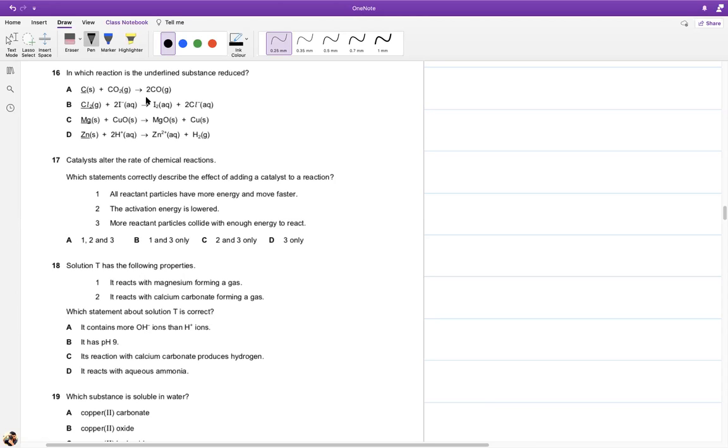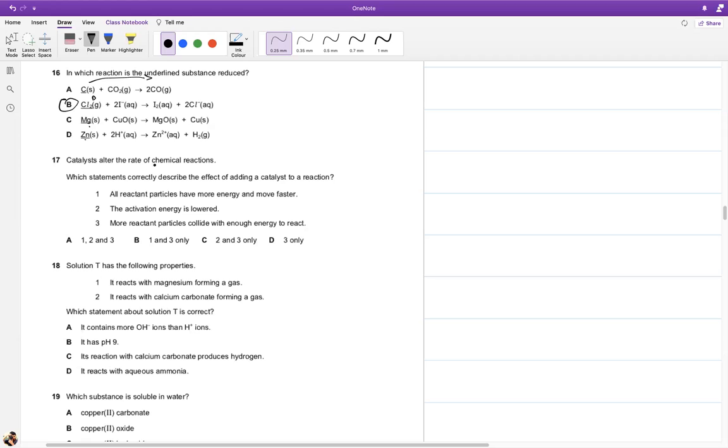Next, in which reaction is the underlined substance reduced? Okay, so what is being reduced? Let's see. Zinc is oxidized, magnesium is oxidized, chlorine is reduced because chlorine goes from 0 to -1. This is reduced. Carbon is oxidized again because carbon is getting oxygen. So yeah.